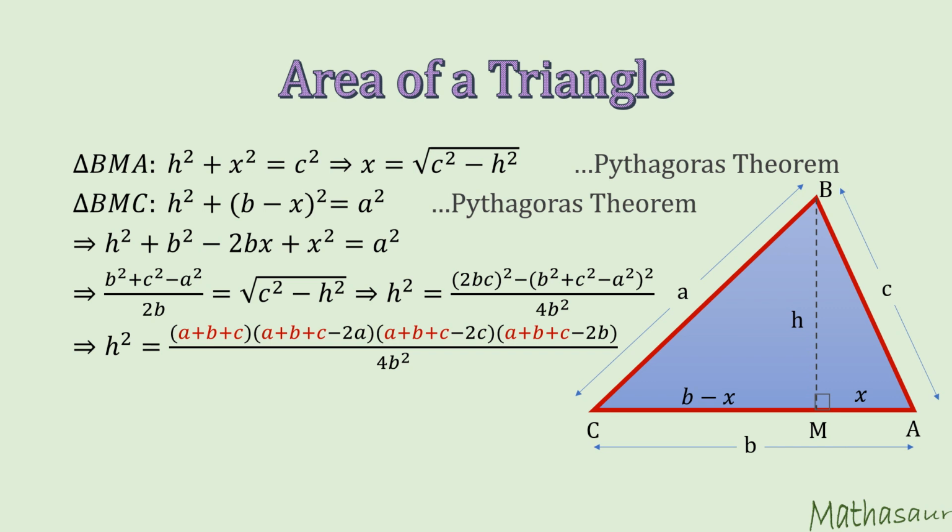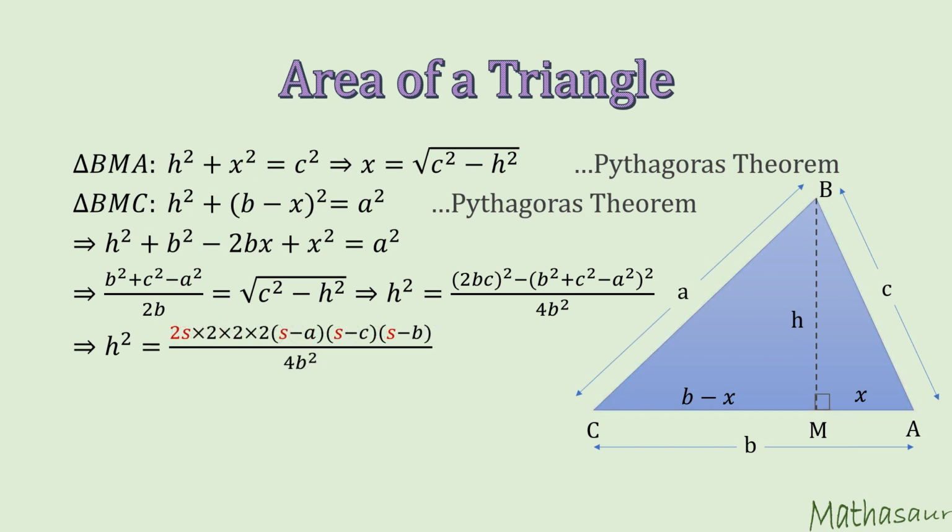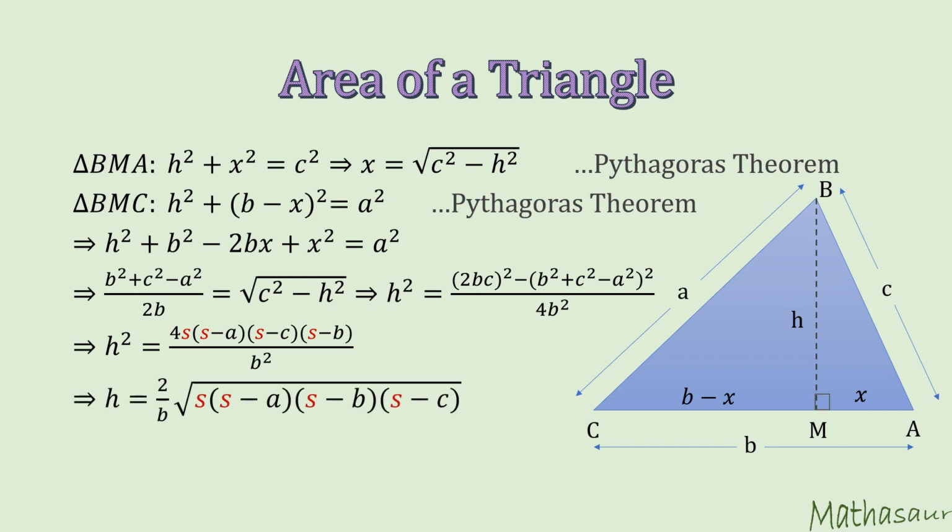and we see that the term a plus b plus c is recurring in our equation. Note that a plus b plus c represents the perimeter of triangle ABC. Let us call that as 2 times s. Let us simplify further and we find that h is equal to 2 upon b times square root of s times s minus a times s minus b times s minus c.